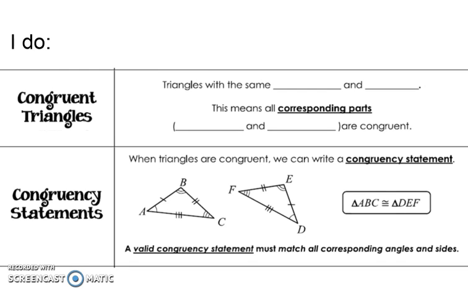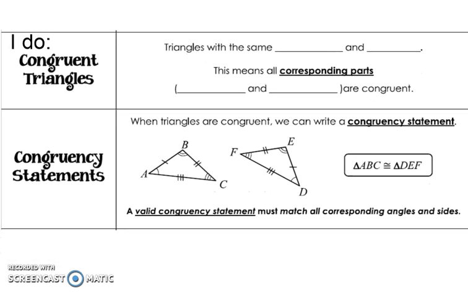Now, the big thing we want to talk about when we talk about congruent triangles: triangles with the same sides and the same angles. This means that all corresponding parts, which includes both those sides and those angles, have to be congruent. Now, the big thing to keep in mind, we still have those 5 different ways to prove congruency: side, side, side; side, angle, side; angle, side, angle; angle, angle, side; and hypotenuse, leg.